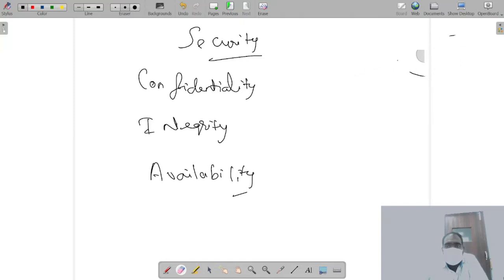And then we have something called availability. The services we use should be available. That is, whenever we try to access something, it should be available. That is part of security. Let's see how these things are compromised.